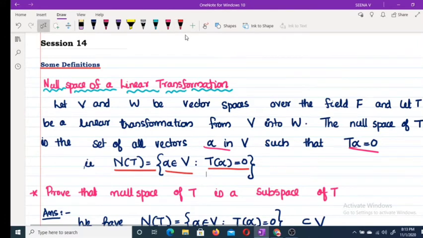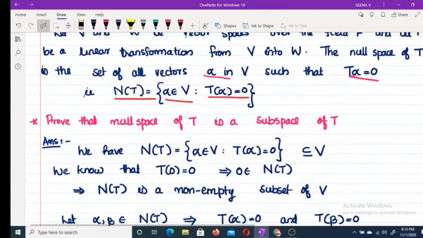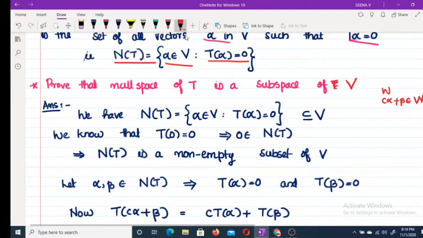The null space of T is actually a subspace of V. To prove it is a subspace of V, we use one result: a non-empty subset W is a subspace if c alpha plus beta belongs to W for every alpha, beta belongs to W and scalar c belongs to F. Now we have N of T is equal to the set of all alpha belongs to V such that T of alpha equal to 0. Therefore, clearly this is a subset of V.